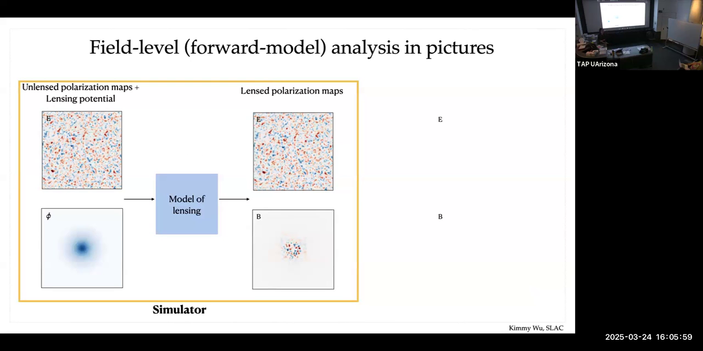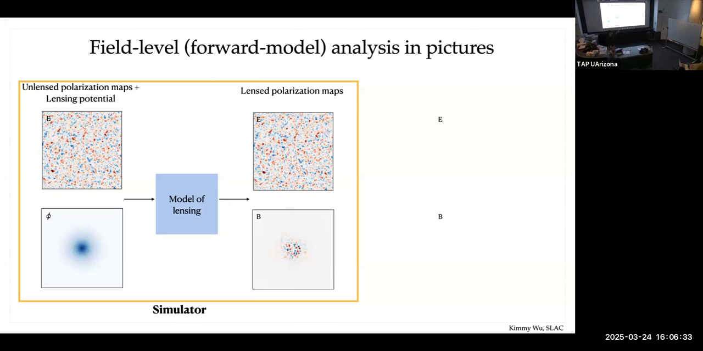So in pictures, how does this field level forward model analysis work? We have a simulator. In this particular analysis, we simulate unlensed polarization maps. These are Gaussian random fields given a power spectrum of EE and phi, C_L phi as well. So we model lensing, and you have a lensed polarization map in E and B. This is a simplified picture. We also model systematics and noise and so on and so forth.